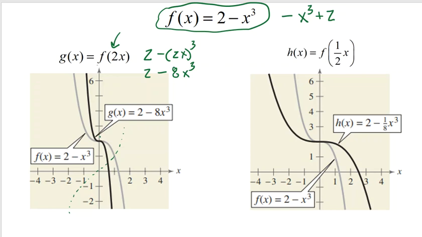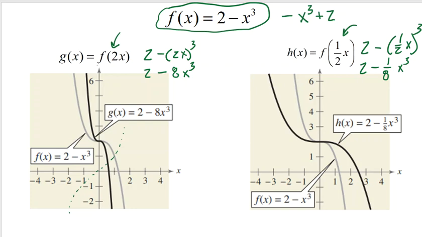Now, on the right-hand side, notice that once again we're starting with the same function, 2 minus x cubed, but this time we're going to multiply 1/2 inside the function. So that's 2 minus 1/2 x cubed, which is 2 minus 1/8 x cubed, because 1/2 cubed is 1/8. Because the C value is between 0 and 1, that's going to be a stretch. Notice the original function in gray, and the new function in black is stretched out.